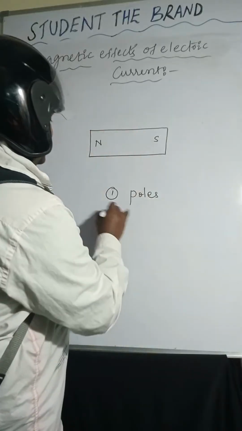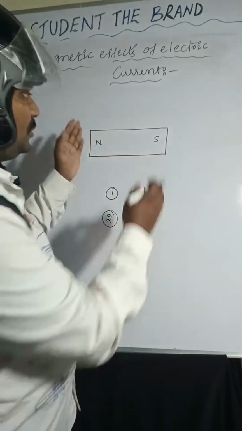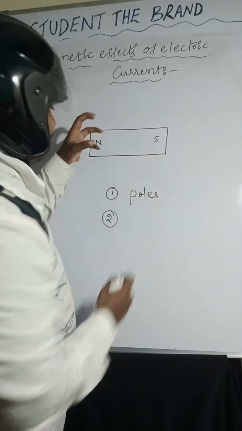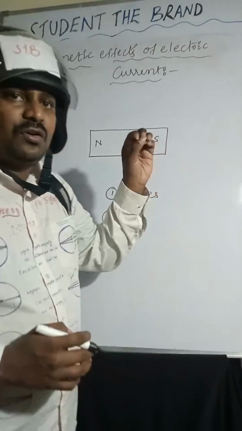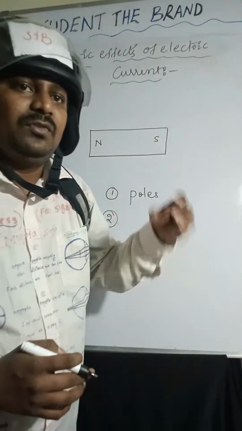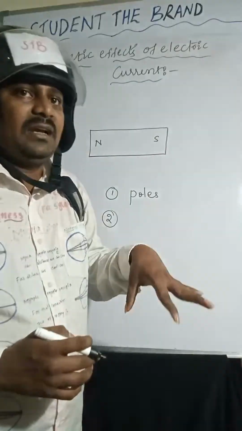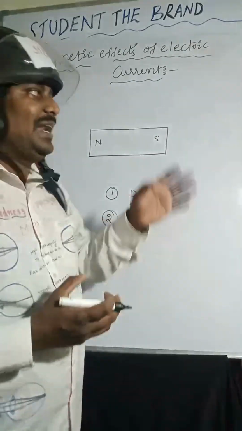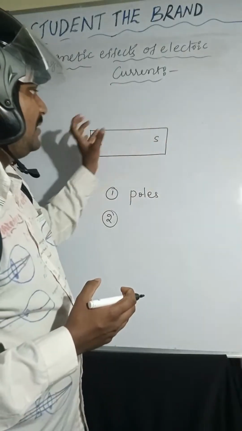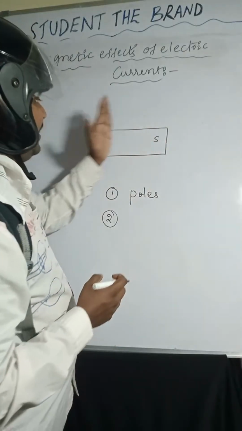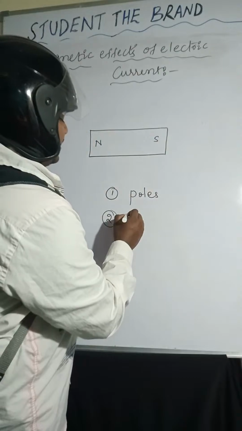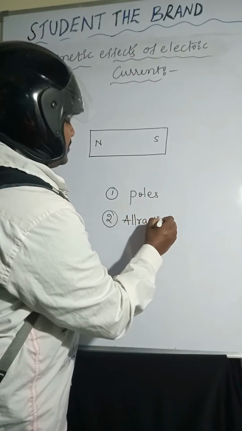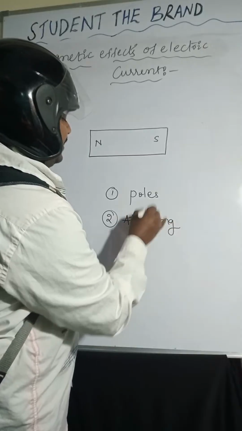Second point is, those two poles are not exactly at the end, they are a little inside. If you drop the magnet into sand, the magnetic materials will attract at the ends, at the poles of the magnet, more than in the middle. Attracting will be more at the poles than in the middle.